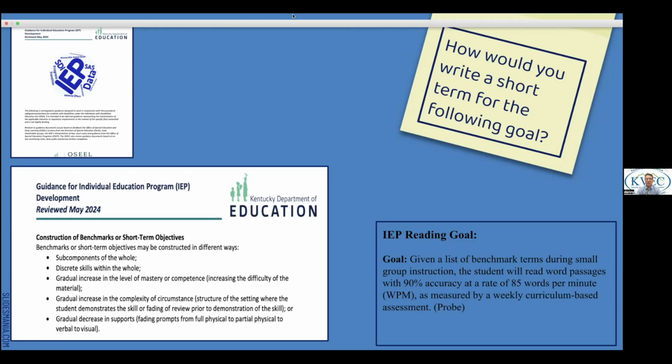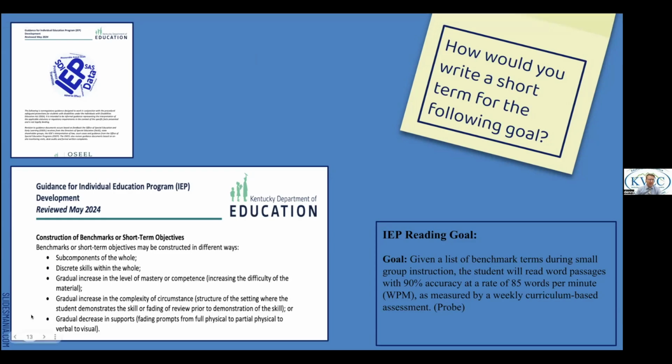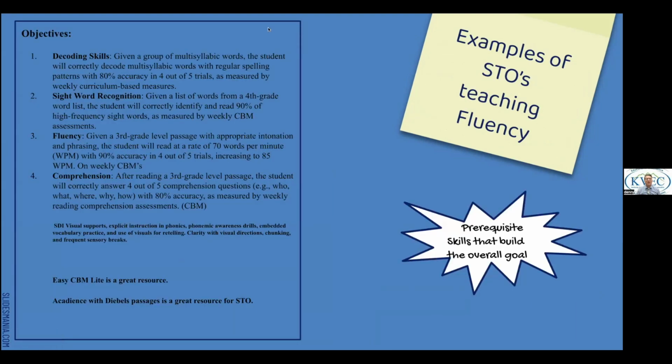So I want you just to think about that for a second, and I want you to use the guidance here and discrete skills within the whole, subcomponents of the whole. What are some of the prerequisites for increasing, let's say reading fluency or reading comprehension? What could be some short-term objectives you could develop around this? All right, so we're going to jump right on into it.